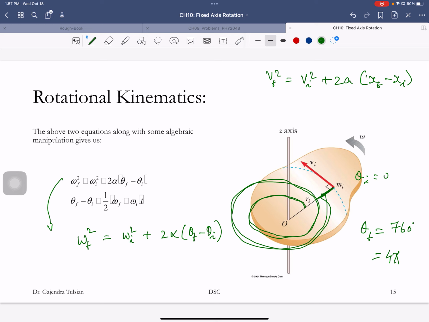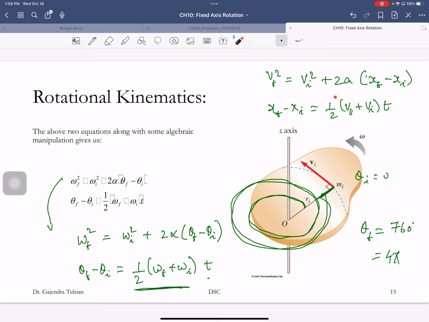So you have to count all the angles that you've rotated through. In these formulas, theta final is the total angle that you've rotated through. All right, so this formula is theta final minus theta initial equal to 1/2 omega final plus omega initial times time. So this is the average angular velocity times time. And this is the parallel of x: 1/2 v final plus v initial times time. This is the average velocity times time.